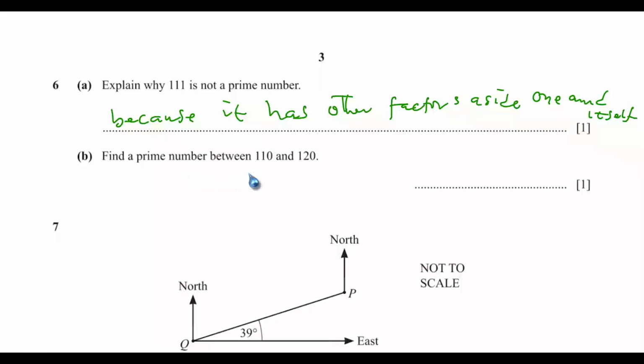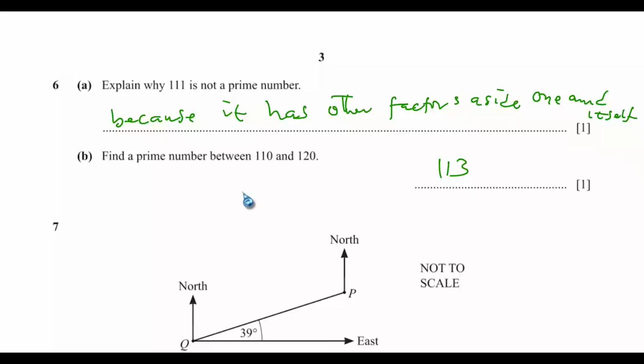Find a prime number between 110 and 120. So this would be 113. Okay, so some students could pick 119, so you need to be very careful.